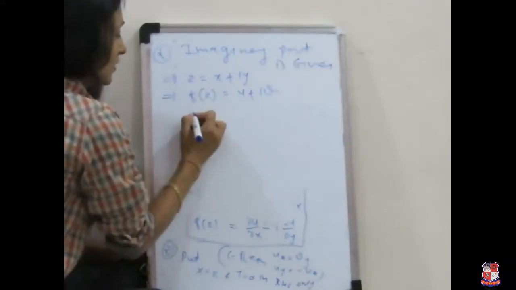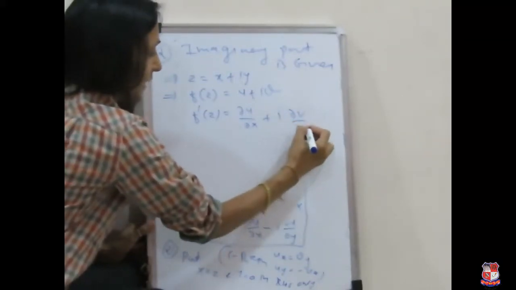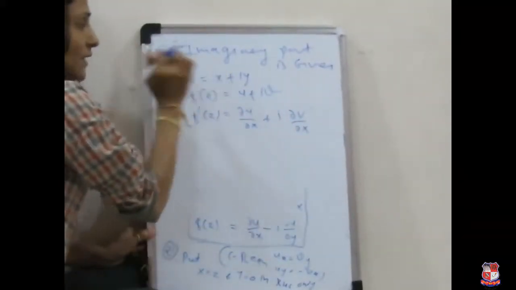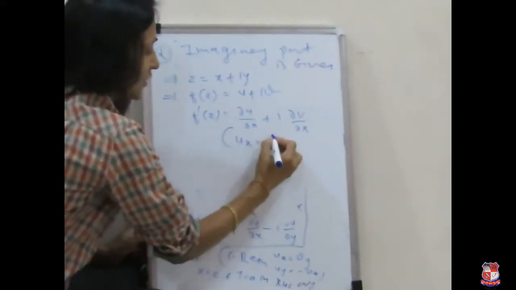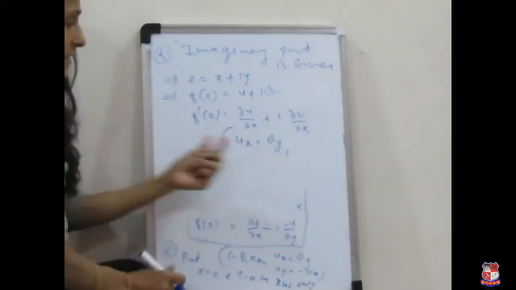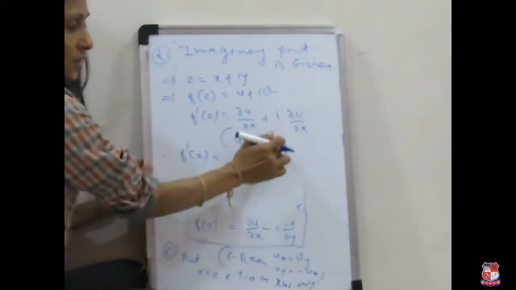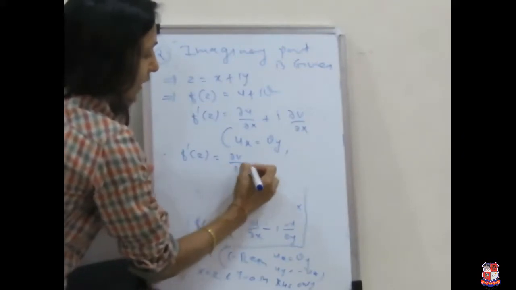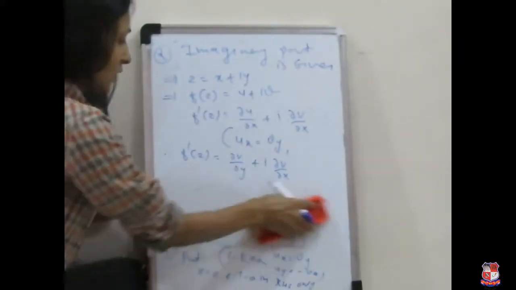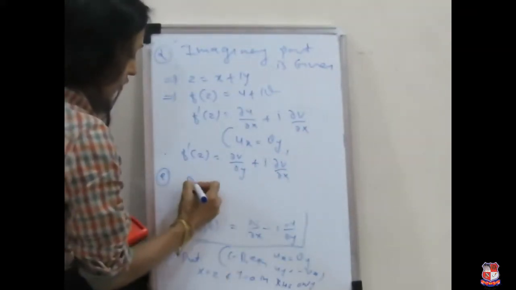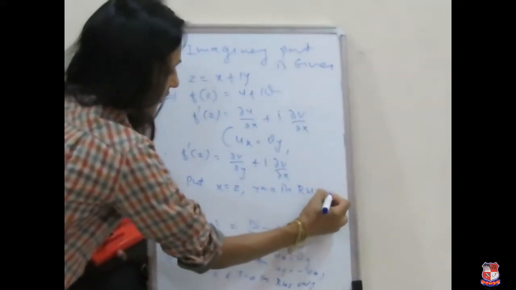We can take derivation with respect to x, del u by del x plus i del v by del x. But we are given an imaginary part, so we have to convert u into v form. What is CR equation? Ux is equal to Vy. We use this. Therefore, f dash z is equal to ux, that is del u by del x, we put del v by del y, del v by del y plus i del v by del x.